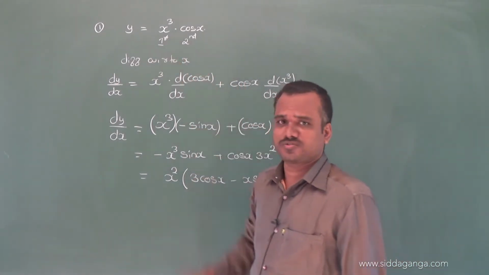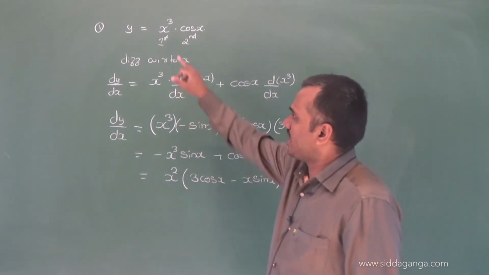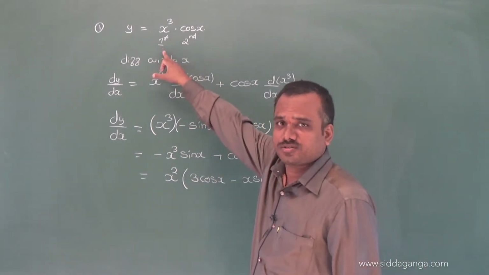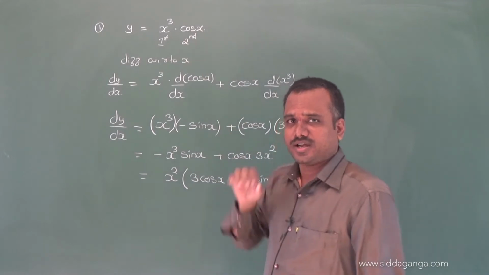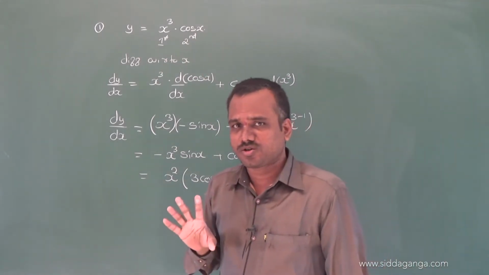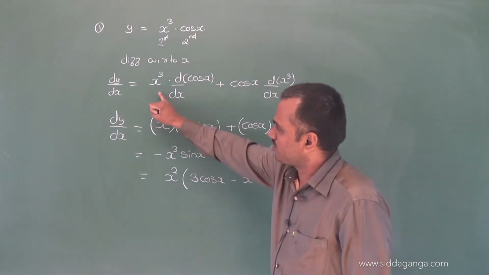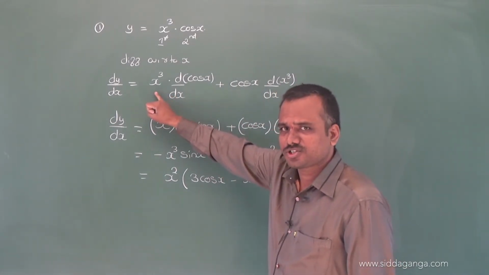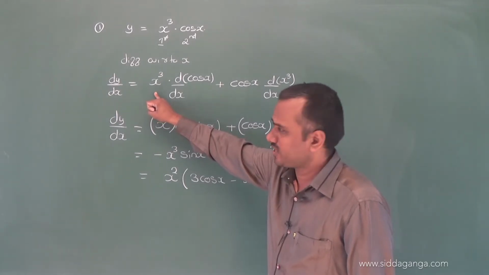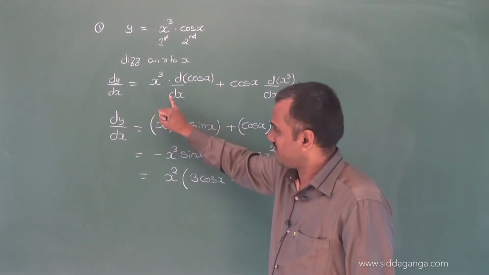X cube is the first function. Once again, I explain, x cube is the first function. Cos x is the second function. First step, first function into, means x cube, write as it is. Okay, observe here. X cube write as it is.